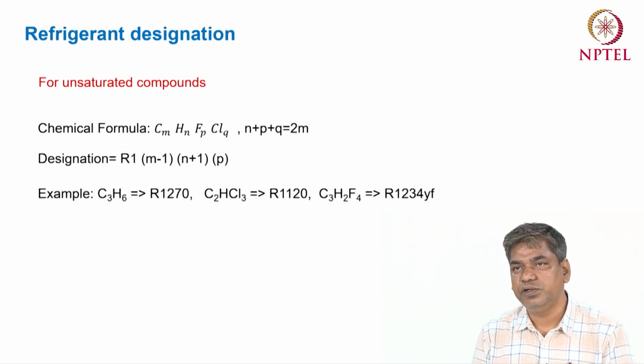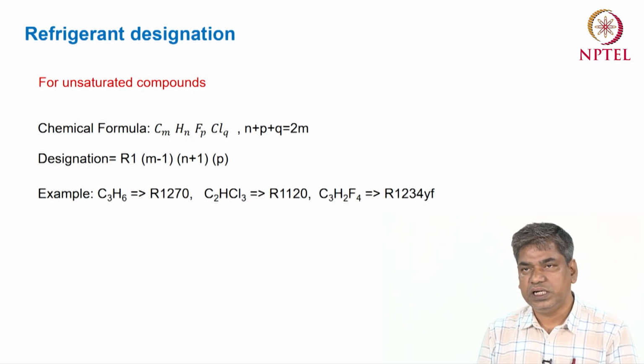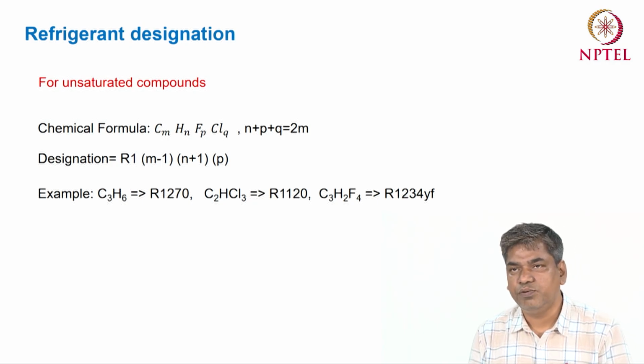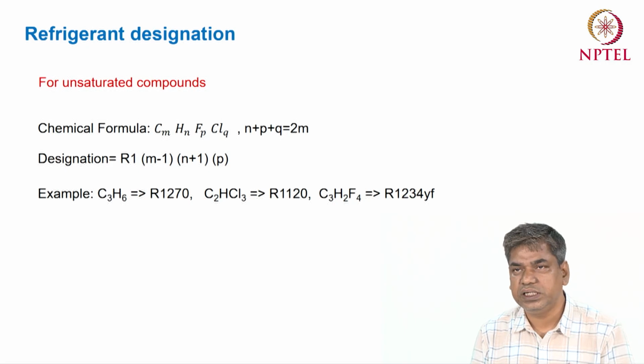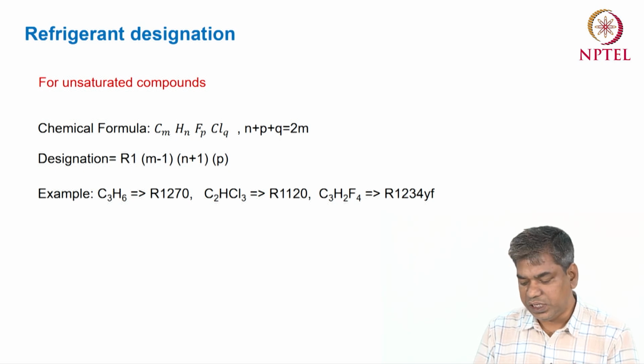Similarly, another example, if you take C3H2F4, this is basically the fourth generation refrigerant or HFO group of refrigerant. For this case, m is equal to 3, n is equal to 2, and p is equal to 4. So R, then 1, then 3 minus 1, that is 2, and then 2 plus 1, that is 3, and p is equal to 4. So R1234. This is the designation of this refrigerant.